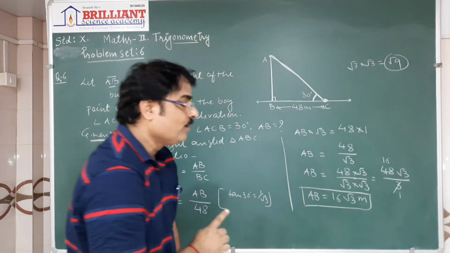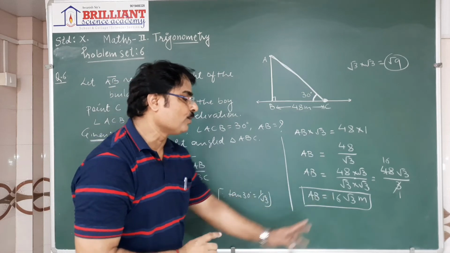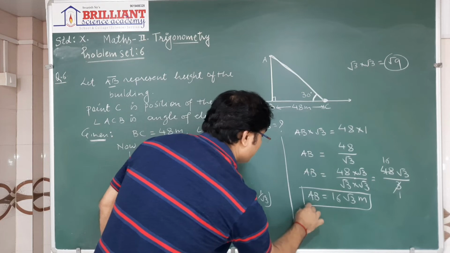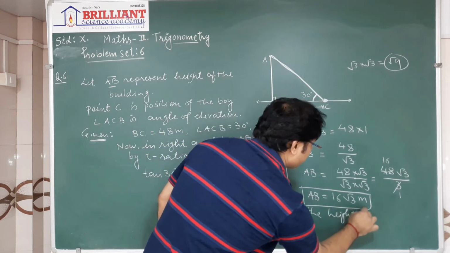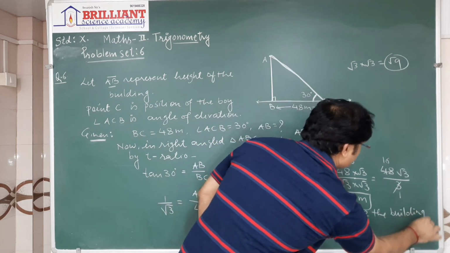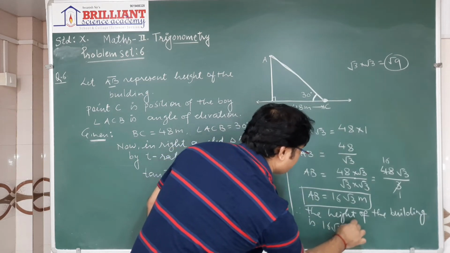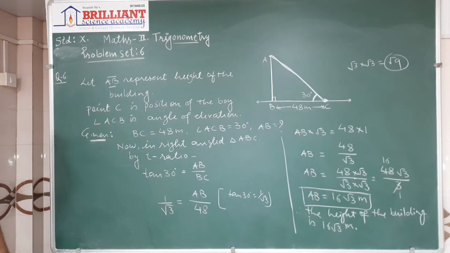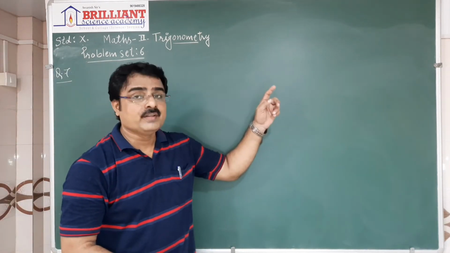root 3 की वैल्यू क्वेश्चन में दिया है, नहीं दिया है, so we will not put the value of root 3. Therefore this is our answer. Therefore the height of the building is 16 root 3 meter. So student, pause the video and note down its solution. Now let's see your next question.